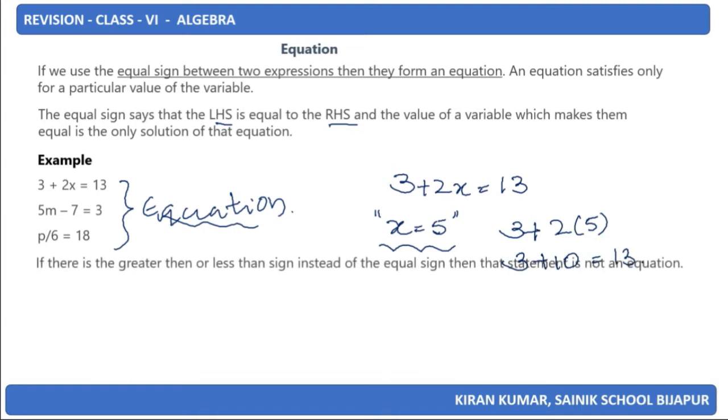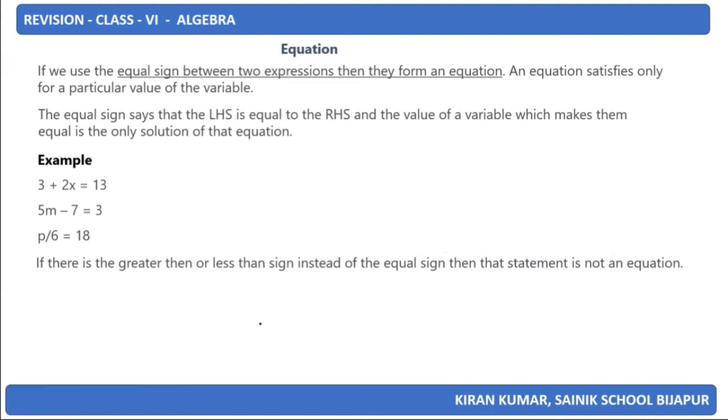If there is a greater than or less than sign instead of the equal sign, then the statement is not an equation. For example, 23 added to 6x is greater than 8, 6f minus 3 is less than 24. These are not equations since the equality sign is not there.